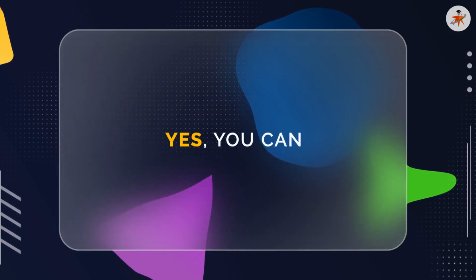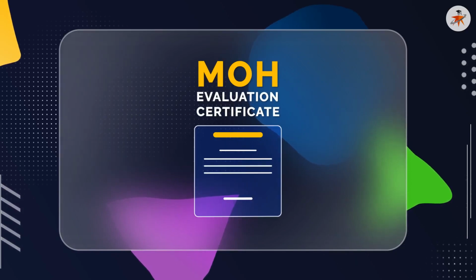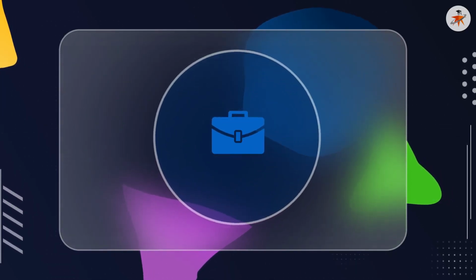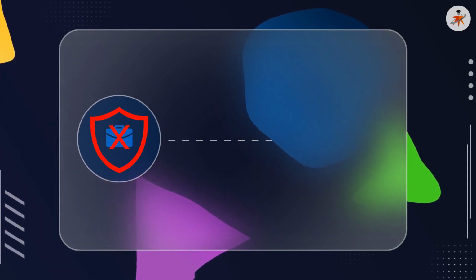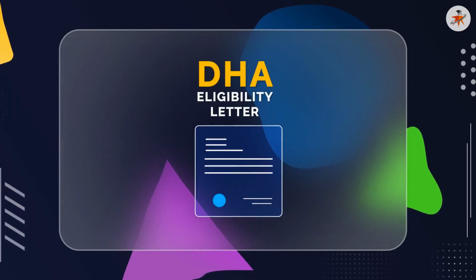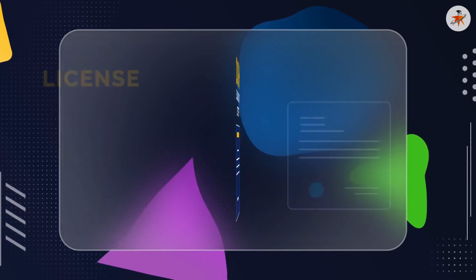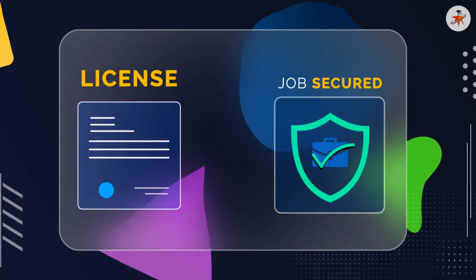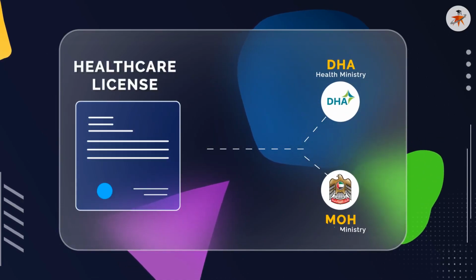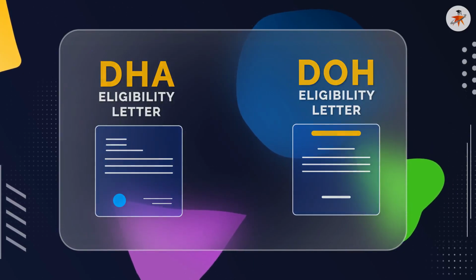Yes, you can. Kindly understand, as long as your DHA eligibility letter is only converted into MOH evaluation certificate, and no job has been secured yet, then you have good chances to seek a job at Emirates under both health ministries. But, once your DHA eligibility letter or MOH evaluation certificate is converted into license, after securing a job in any emirate, and finally converting it into health license under any health ministry, then your DHA eligibility letter or MOH evaluation certificate will not be of much use.